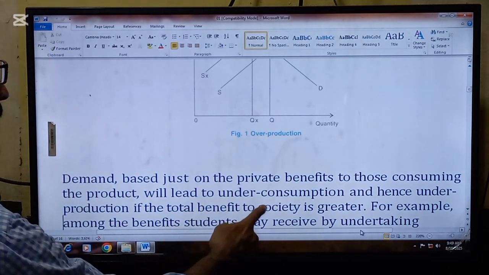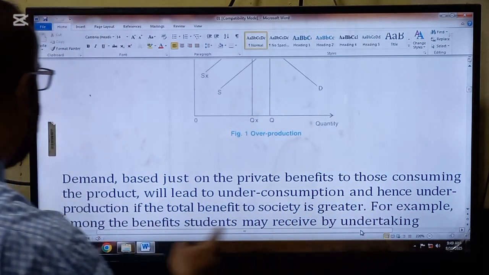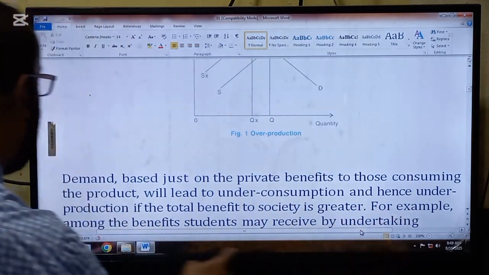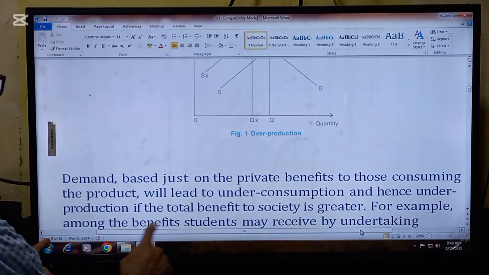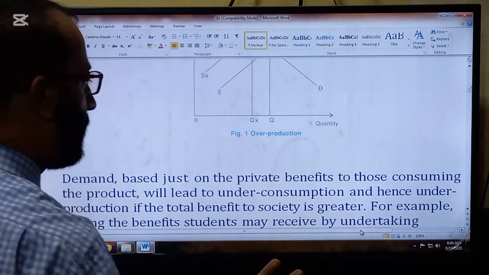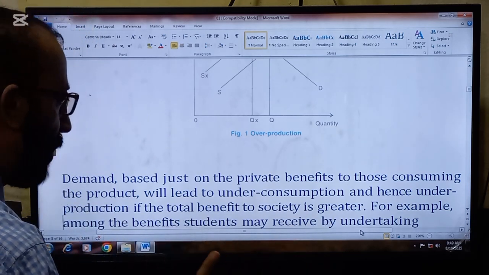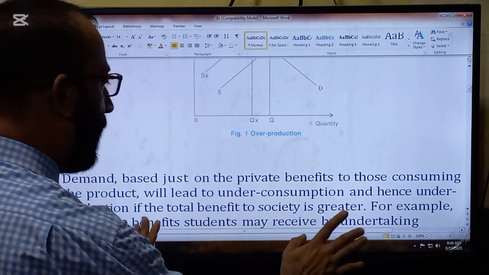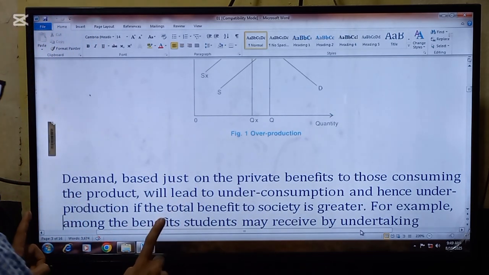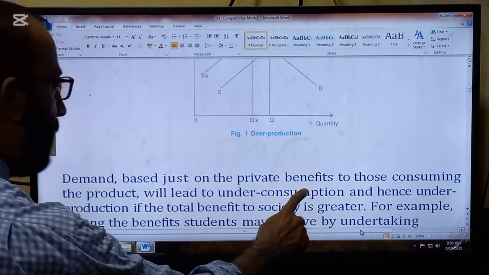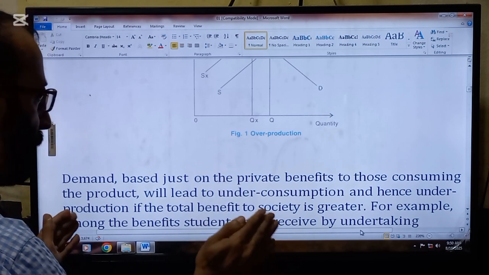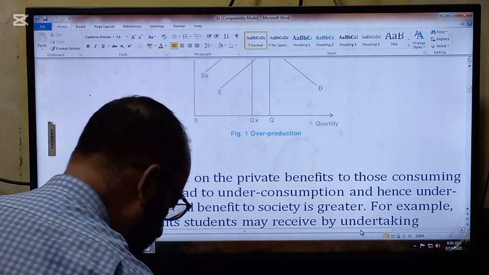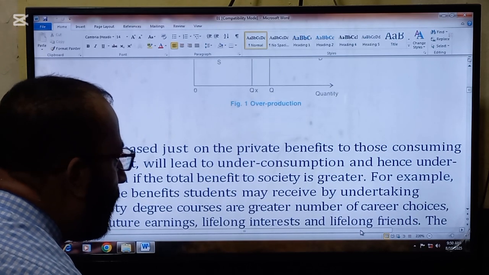Demand based just on the private benefits to those consuming the product will lead to underconsumption and hence underproduction if the total benefits to the society is greater. So this is the point to be understood: if the total benefit to the society is greater and if demand is based just on the private benefits, the company will produce less. So it means the excess demand will be there in the society.